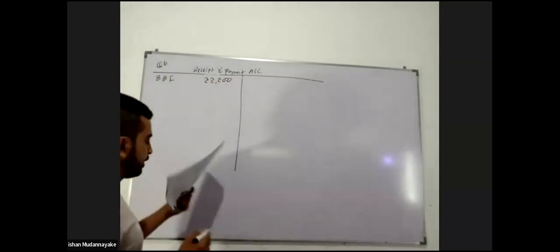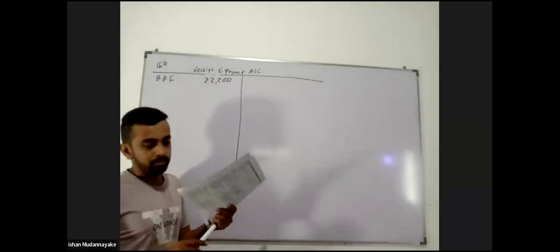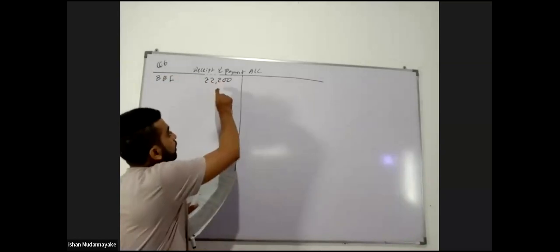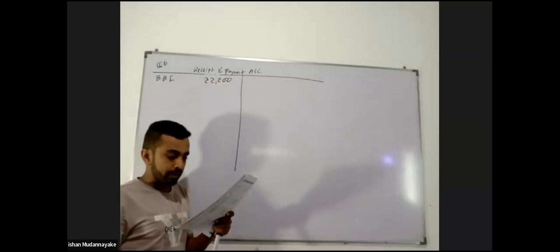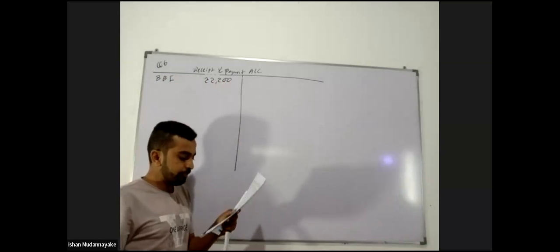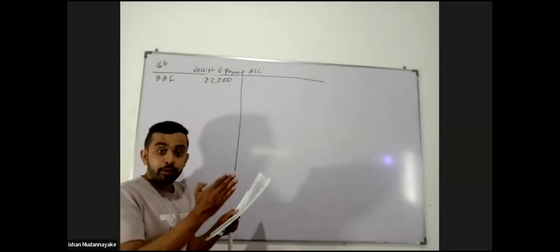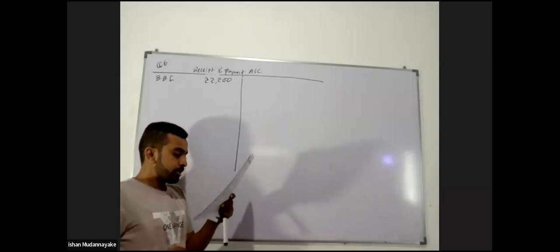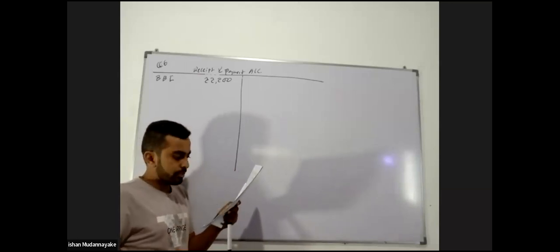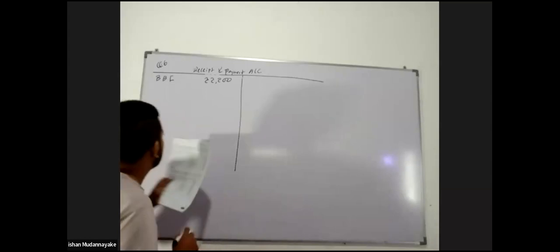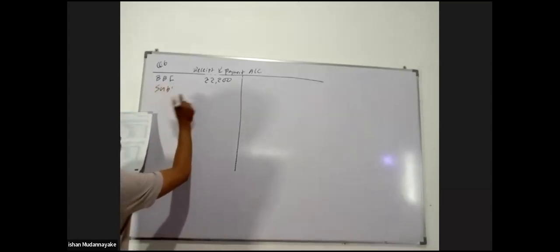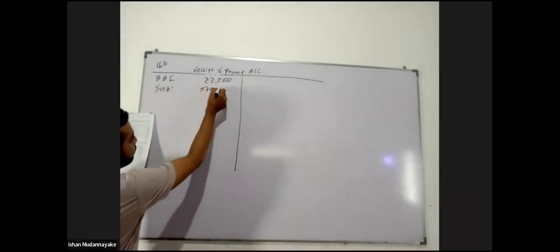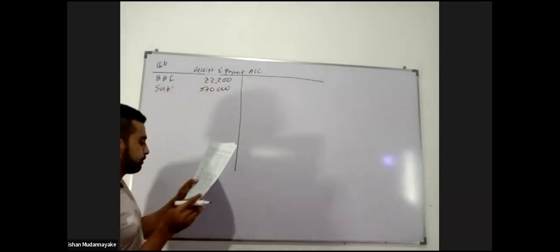Opening cash balance is an opening asset. You need to record it in the debit side of the cash book. Then go to the debit side of the receipt and payment account. Subscription fee, 570,000, is a cash inflow, so it goes in the cash book debit.